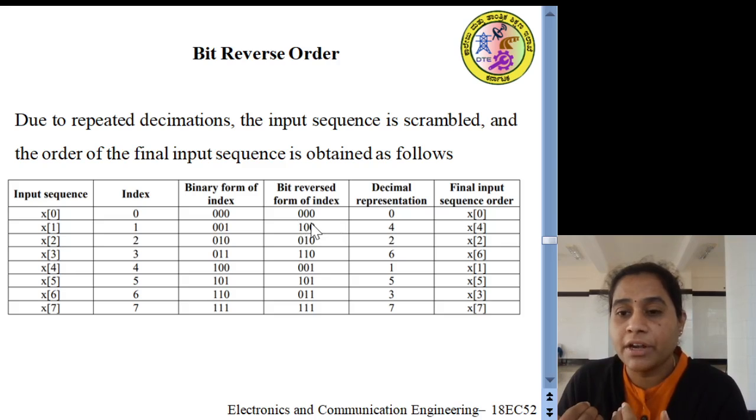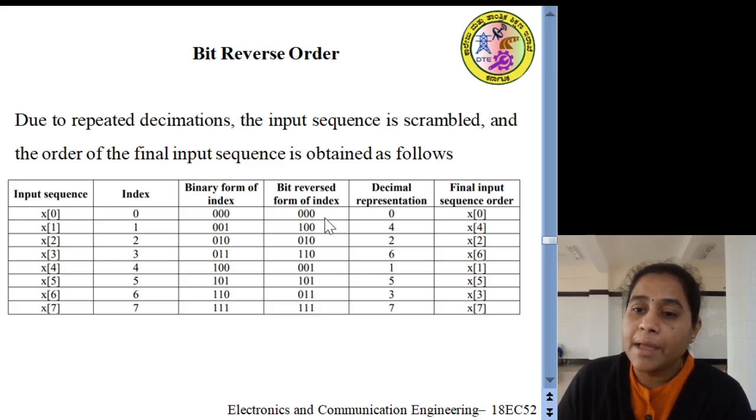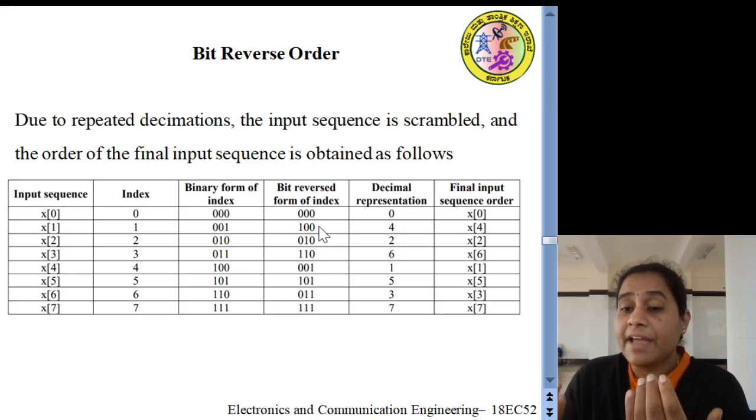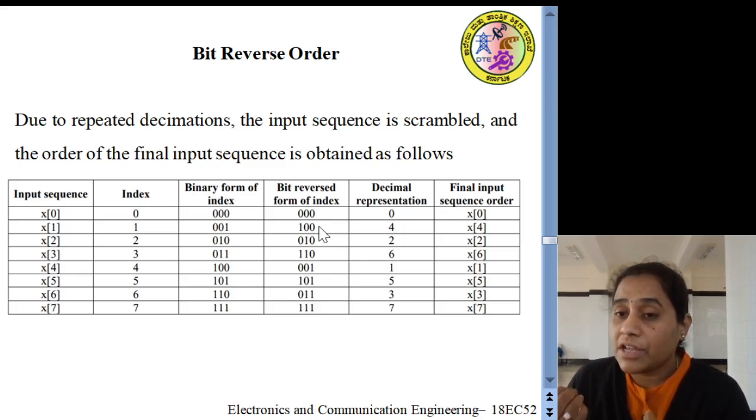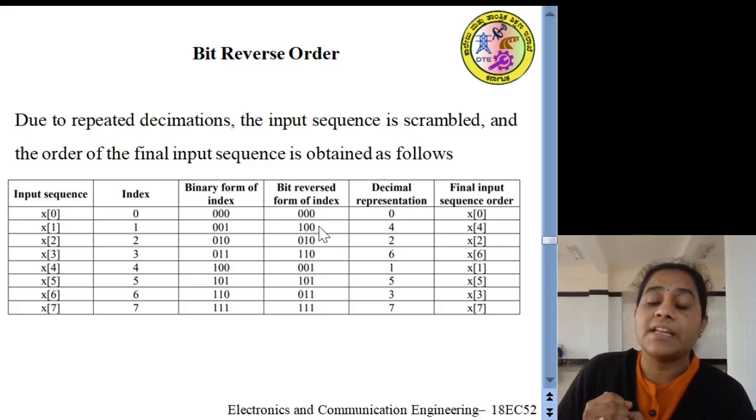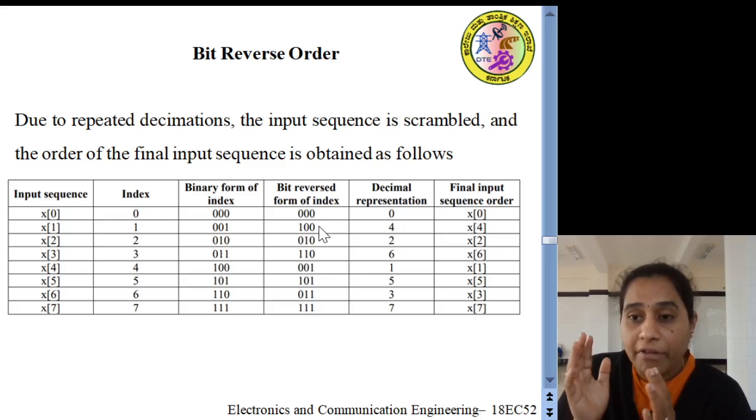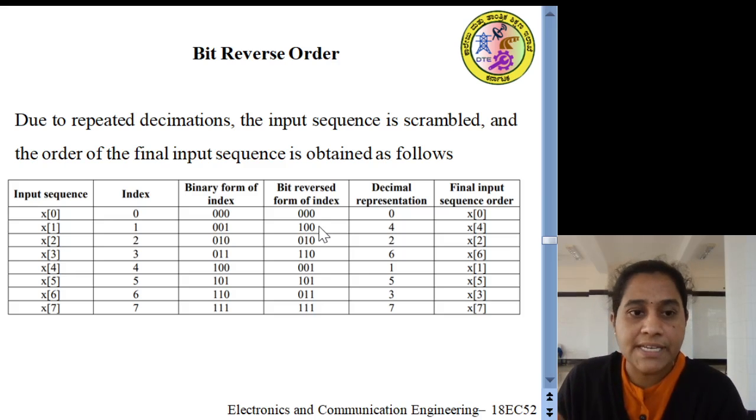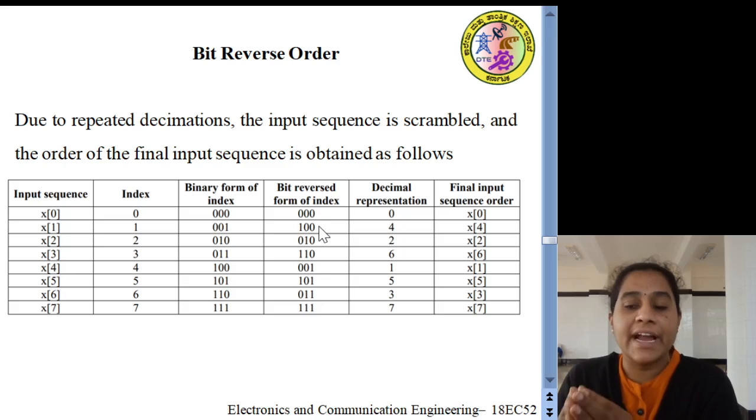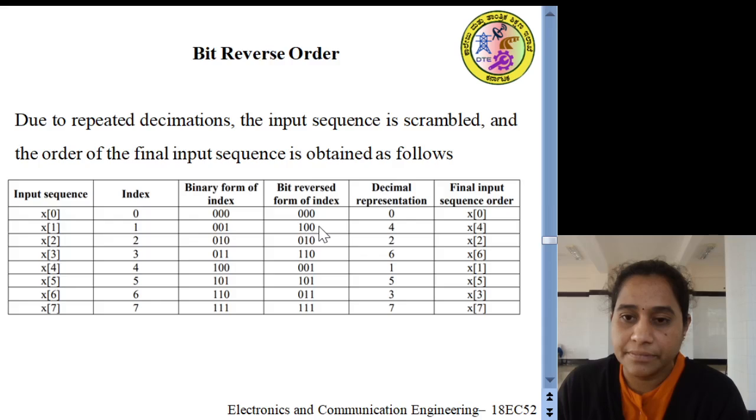in natural addition, if we add from LSB to MSB, our carry propagates. But here we have to consider carry propagation from MSB to LSB side, and then we have the values. So this is how we can implement bit reversal order addressing mode. Our digital signal processor supports this bit reversal order with the specific addressing mode as well as some architectural features that we are going to see in higher semesters.